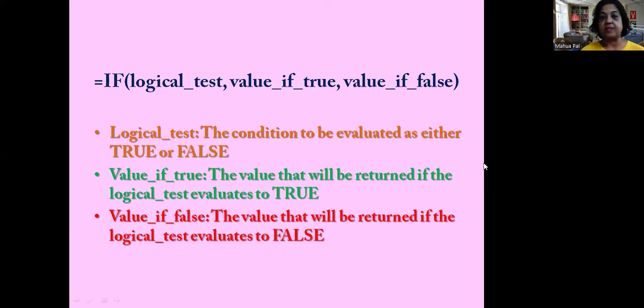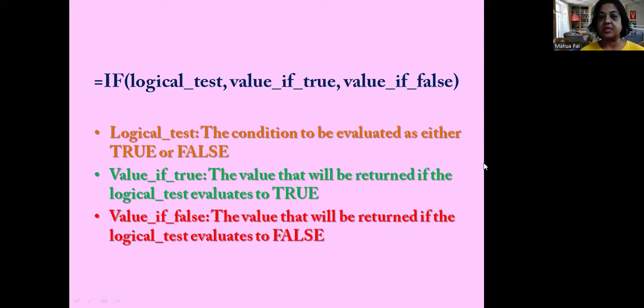The first parameter, which is named logical test, is the place where we put the condition which is to be evaluated as either true or false. For example, a student's marks, we are checking whether it is beyond 40 or less than 40. Accordingly, the student has passed or is not promoted. So the first parameter is for condition checking. Then we place a comma.